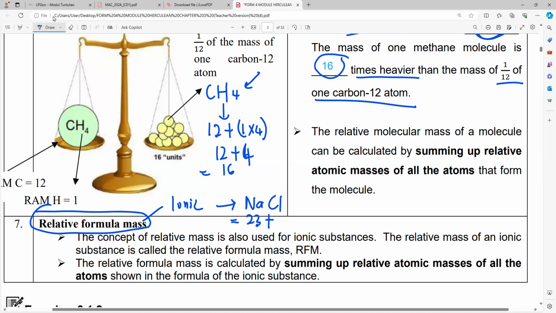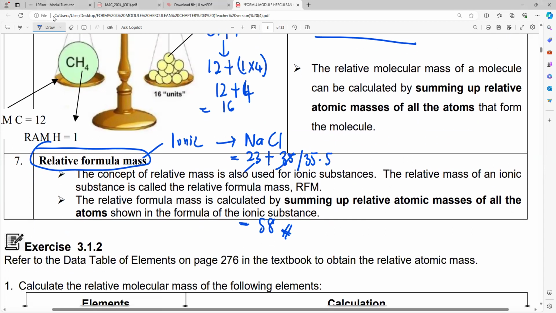Another ringgit. What is the relative atomic mass of chlorine? Caleb can answer. Okay, Aiman gets it. 35. In some places, they put 35.5. It doesn't matter, teacher accepts both. Now find the addition of both of these. 23 plus 35, what do you get? 58. Perfect. So 1 ringgit for Enrica, 1 ringgit for Aiman. Come and claim from teacher tomorrow.